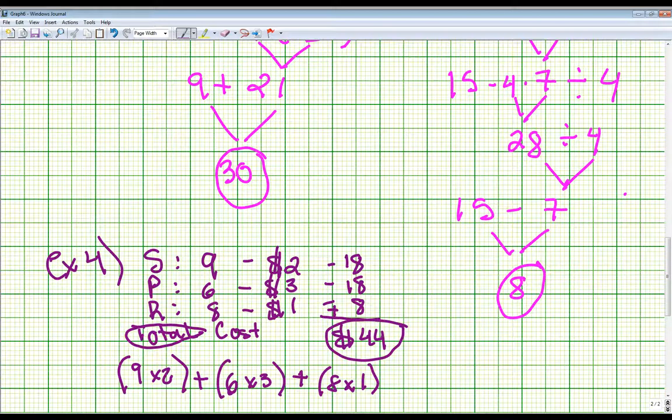You would need 1 more sphere, which costs $2, and 1 more rod, which costs $1. So they said the cost of 10 spheres plus the cost of 6 paint bottles plus the cost of 9 rods, which would be $47. And it's an increase of $3 to $47. So you would need 1 more sphere, which costs $2, and 1 more rod, which costs $1.